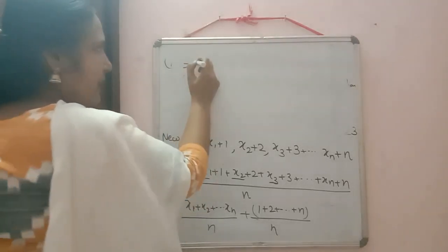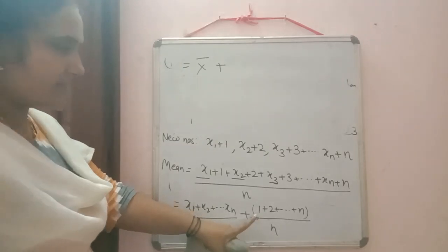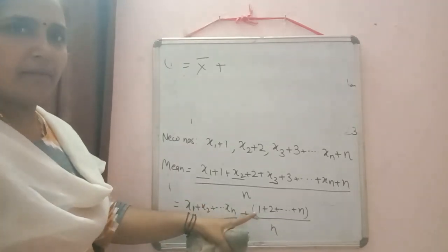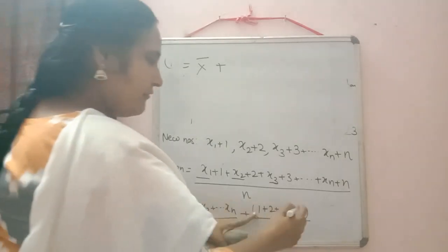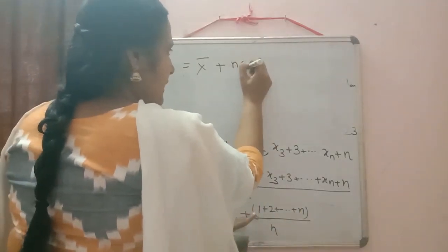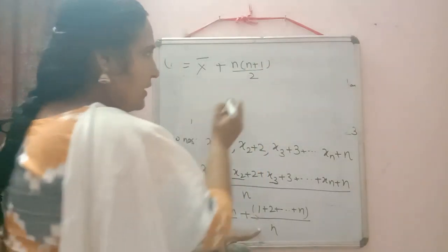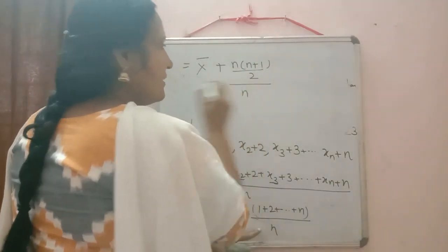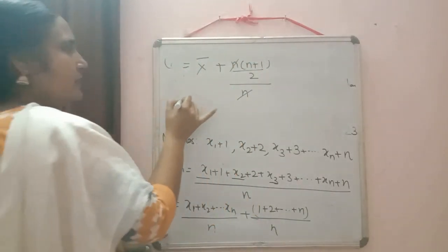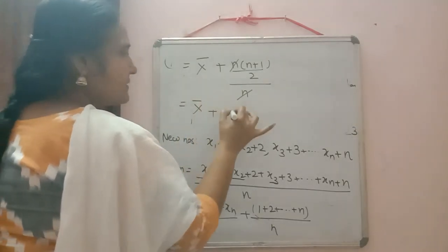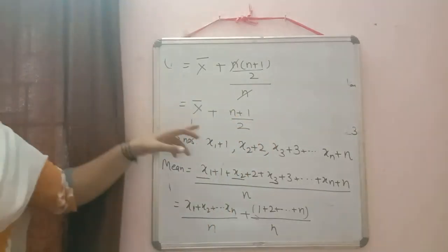This one we can write directly, x bar. Now here I am writing the sum directly. Sum of first n natural numbers, you can find out using the concept of AP. Sum of first n natural numbers is n into (n plus 1) by 2, and the whole is divided by n. So this n and n will get cancelled. So remaining, it will be equal to x bar plus (n plus 1) by 2. So this will be the new mean.